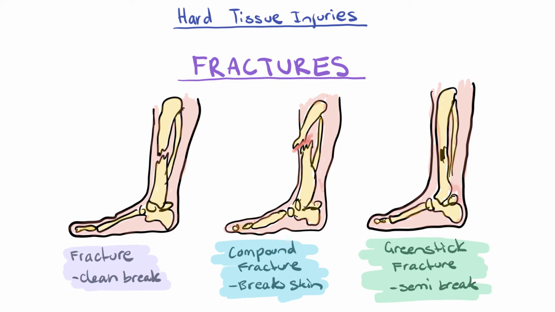So here you can see that we've got three different types of fractures. We've got just a general fracture, which is usually identified by a clean break. So you can see here in the bone that the break's just gone straight through, it's relatively clean.